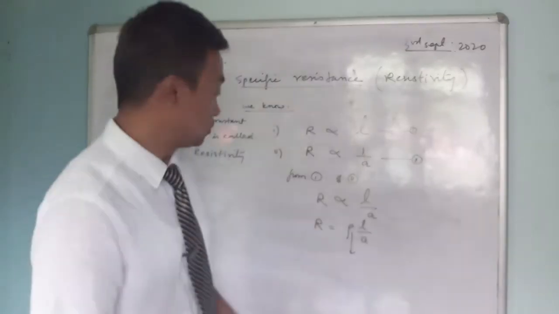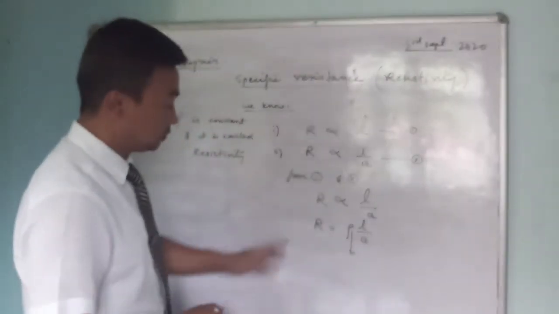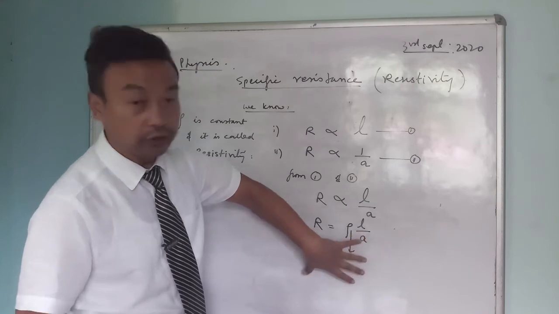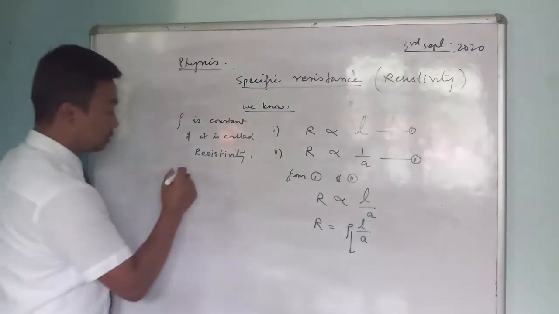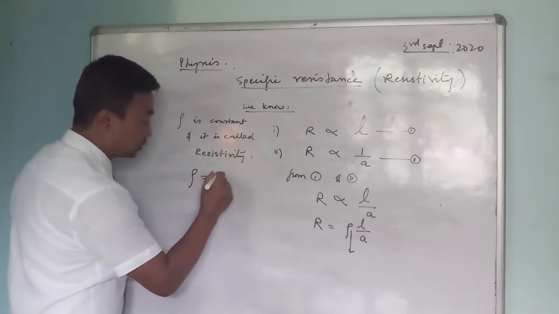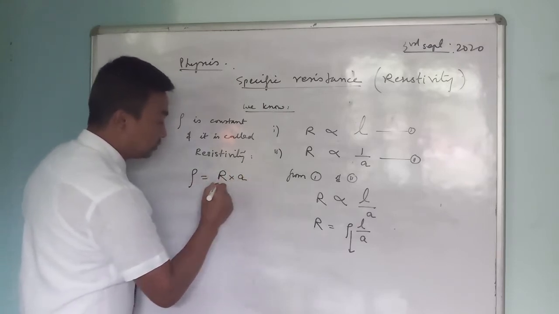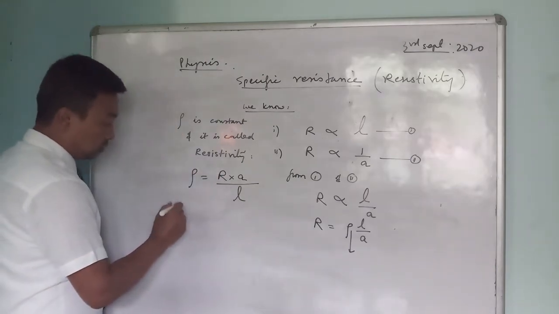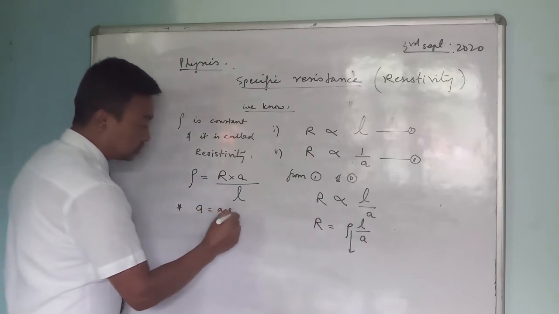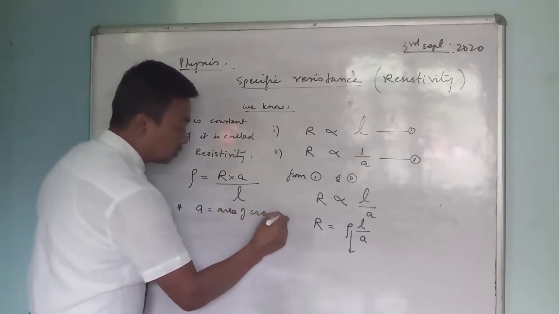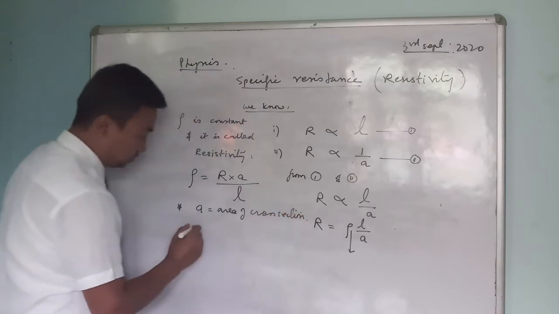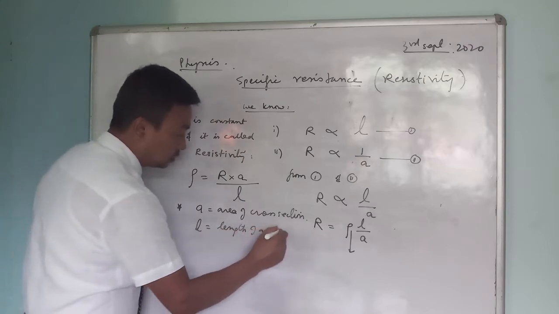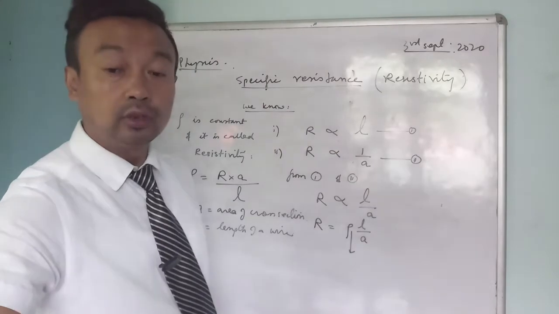So from this equation we can get the formula of the resistivity. Resistivity is equal to R into A divided by L. So note, A is the area of cross section of a wire, L is the length of a wire or a conductor.